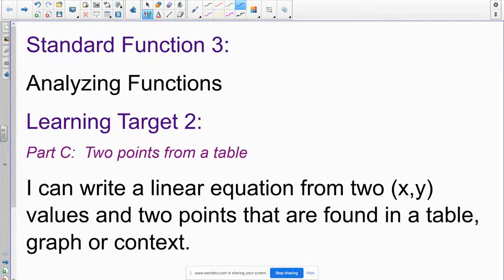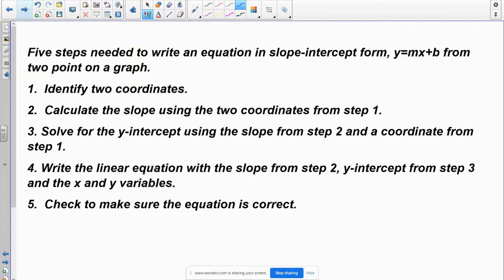Section 3, we're still in our very exciting learning target 2, but now we're on to part C, which this time, instead of being given 2 points or getting the points from a graph, we get to find the points from a table, which I think is pretty obvious because it's right there in the table. So we're still going to write a linear equation, but this time those 2 points are going to come from the table. So pause the video and write these 5 steps down for me.